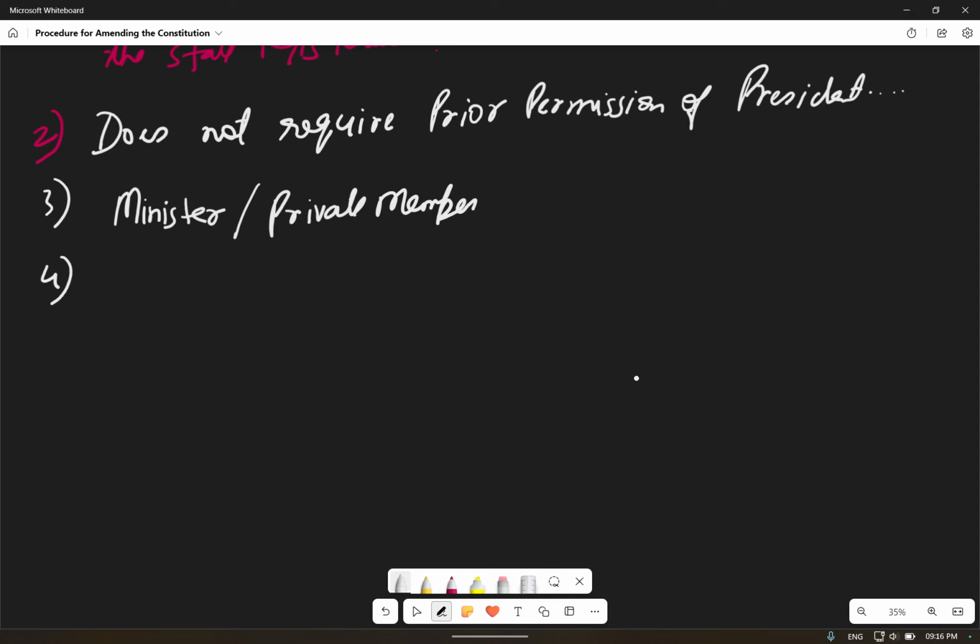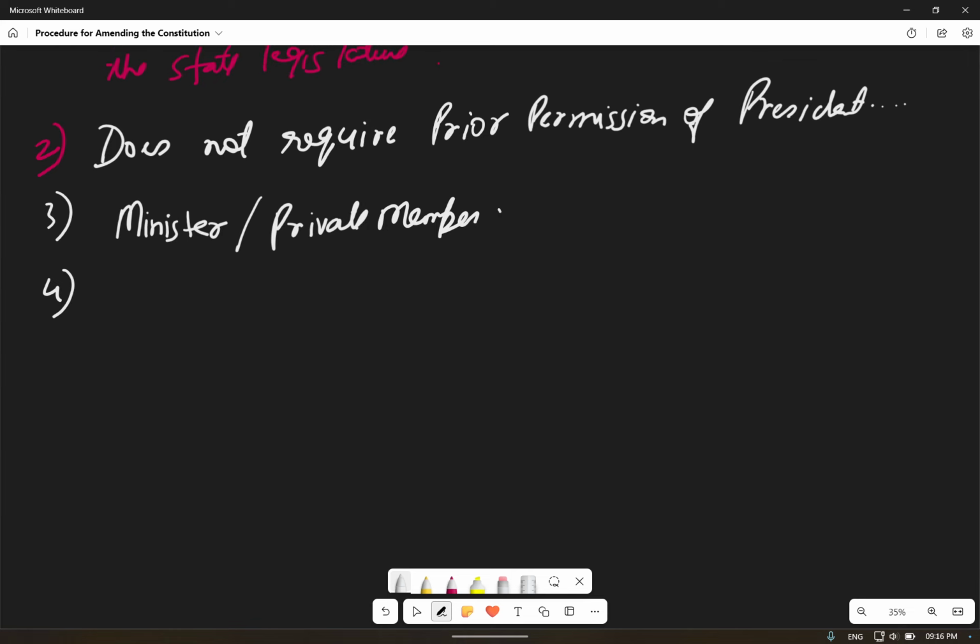Now the fourth one: the bill must be passed in each house by a special majority, that is, a majority of the total membership of the house and a majority of 2/3 of the members of the house present and voting. We all know that. After it has been presented by a minister and all, it has to be passed by the special majority by both of the houses, that is, greater than 2/3 present and voting.